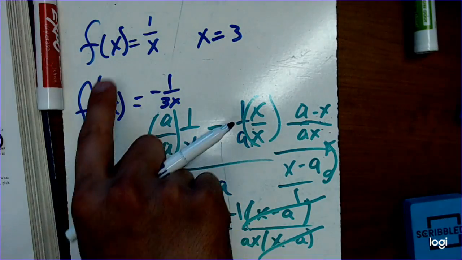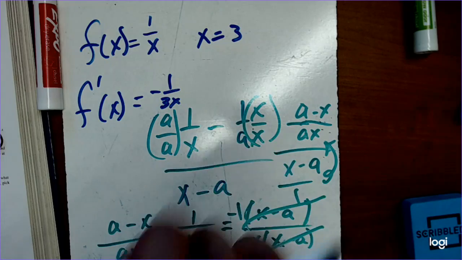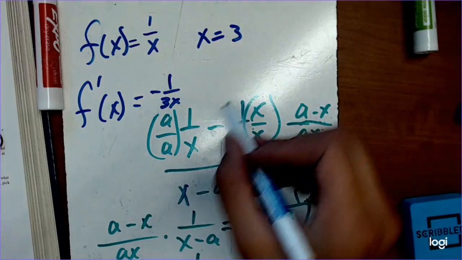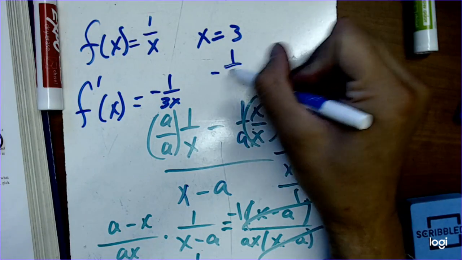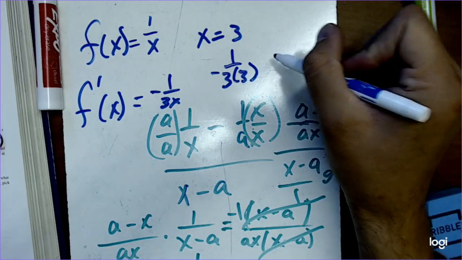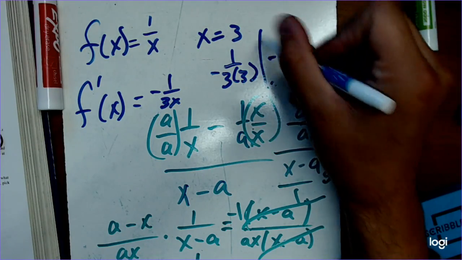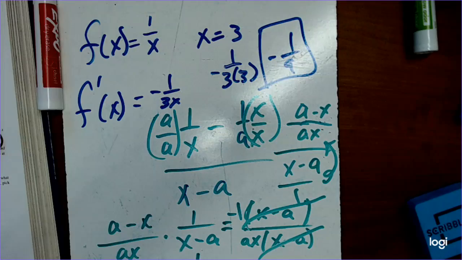So if f prime of x is negative 1 over 3x, the actual derivative at that point is negative 1 over 3 times 3, or negative 1/9. And that is the derivative and also the limit or tangent slope.